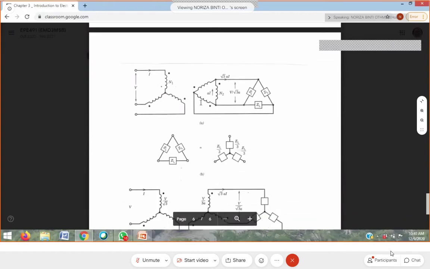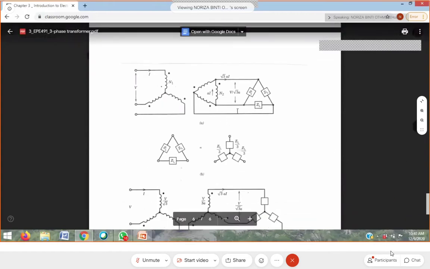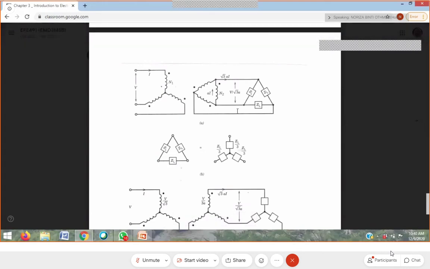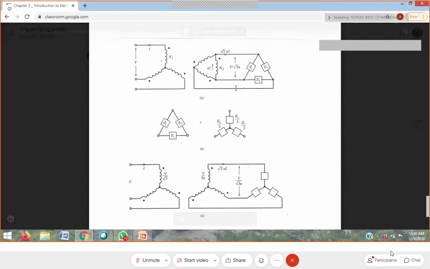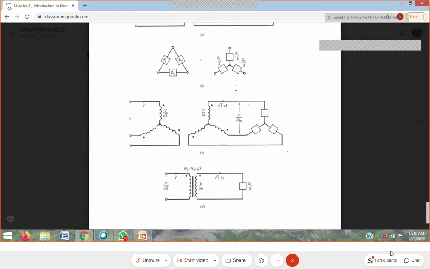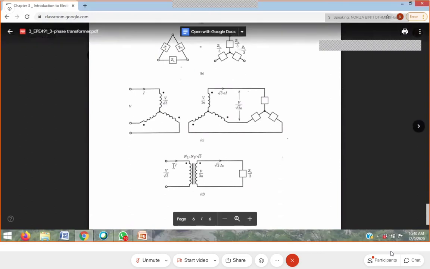So kalau nak buat analisis untuk three phase jadikan single phase, macam ni lah. Semua kena jadikan dalam Y connection. Okay, tukarkan dalam Y connection, and then circuit you akan jadi macam ni with this value lah.